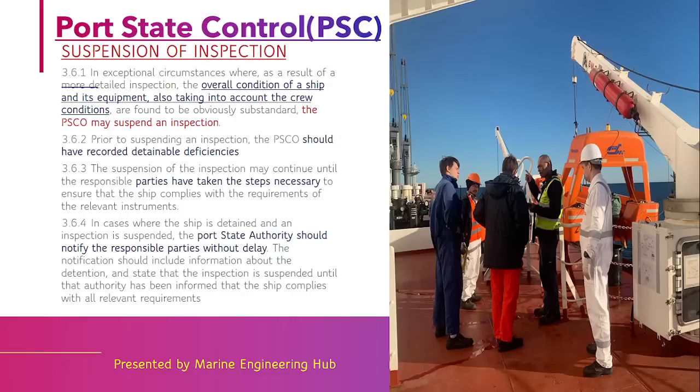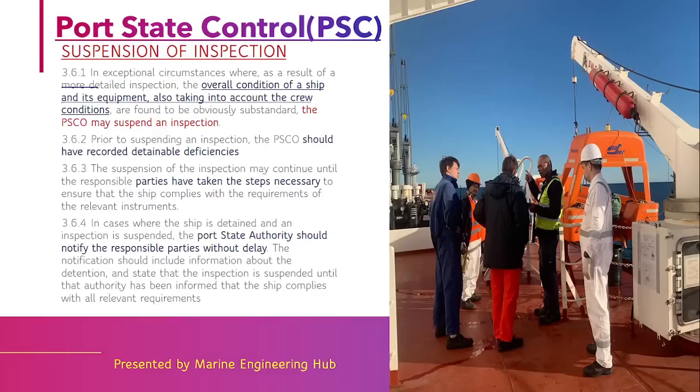Now, when you are given a suspension of inspection, the port state authority will inform your flag state, will inform your classification society, and will inform the other parties without any delay, so that they can come to your rescue and take the necessary action so that you can come out of this danger in quick time. So basically, when your inspection is suspended, it means that the PSC officer who has come on board has found certain detainable deficiencies which need to be rectified, and after the rectification he will again carry out the inspection.